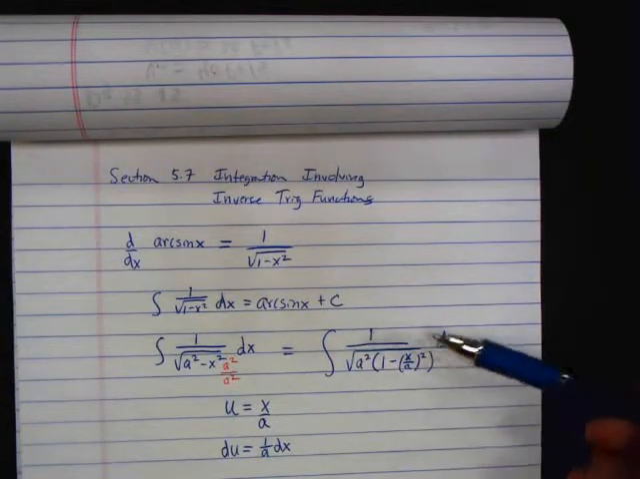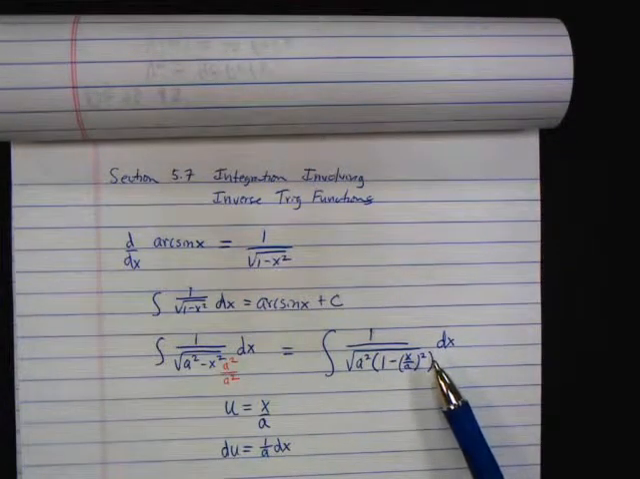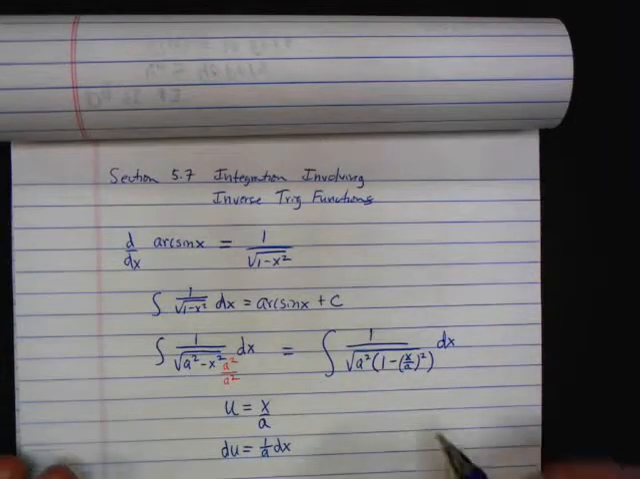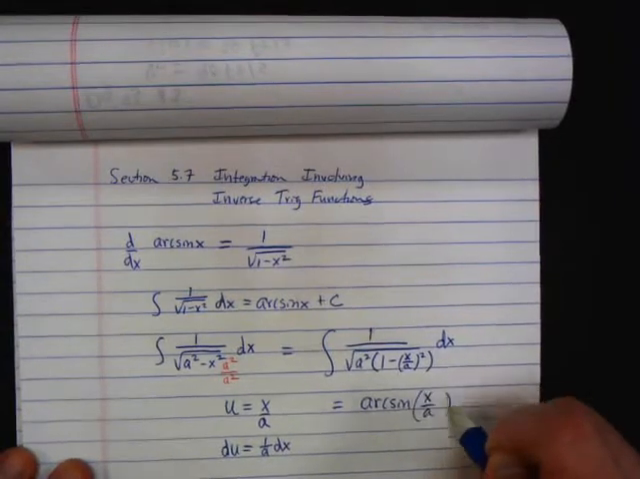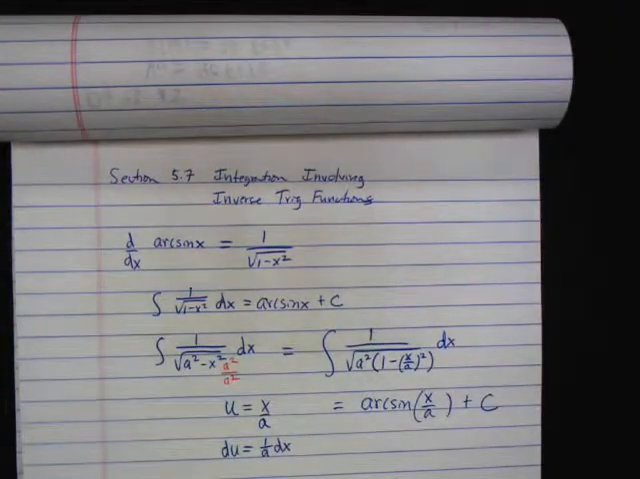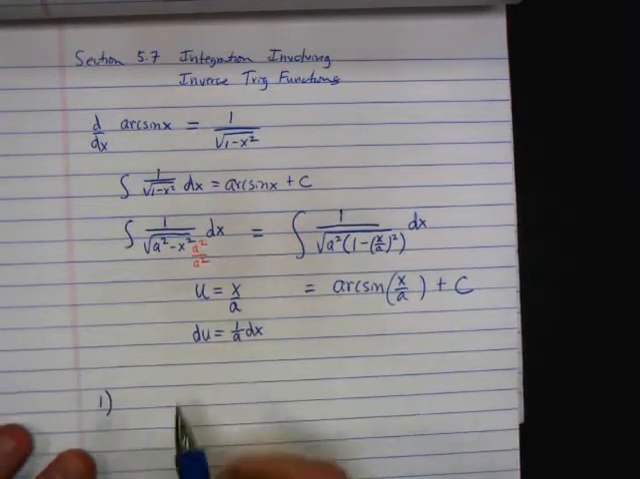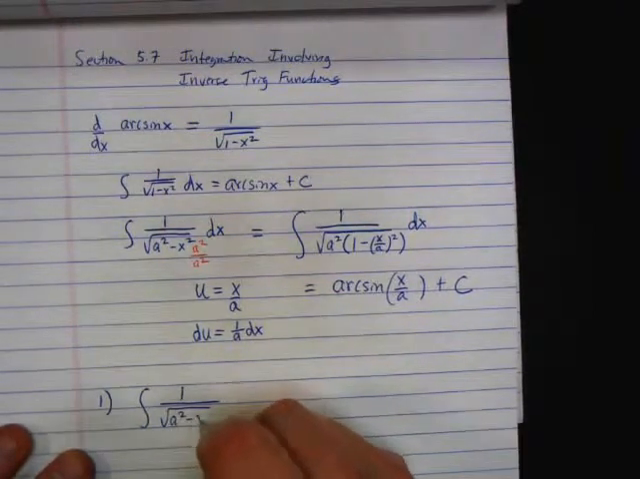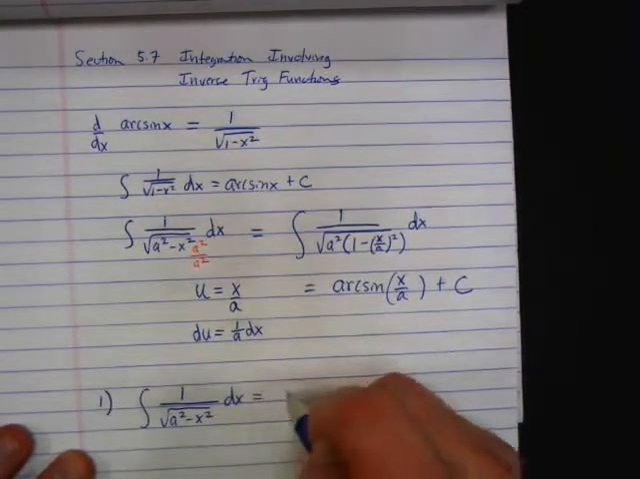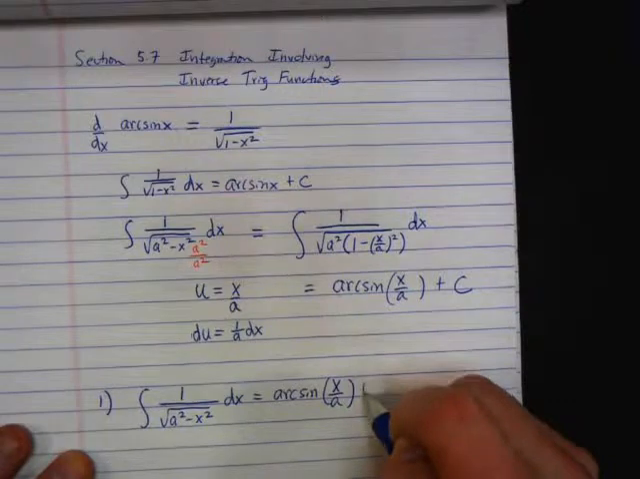So this becomes the integral of 1 over the square root of 1 minus u squared, which is going to be arc sine of u, but then u was x over a. So this becomes the arc sine of x over a plus c. So that's the integration form we're normally going to use. So I'm going to start a list of new integration formulas for us. New integration formula number 1: the integral of 1 over the square root of a squared minus x squared dx is arc sine x over a plus c.